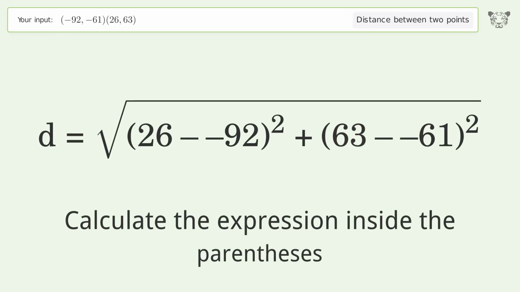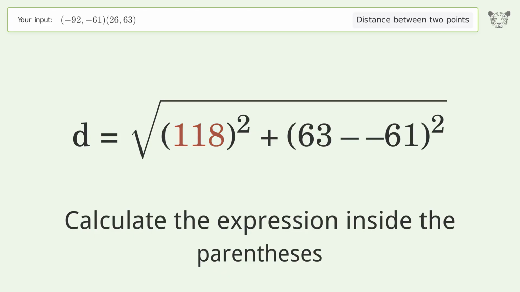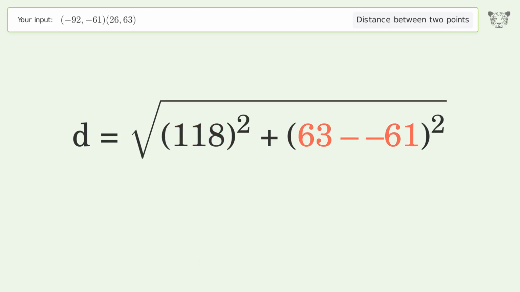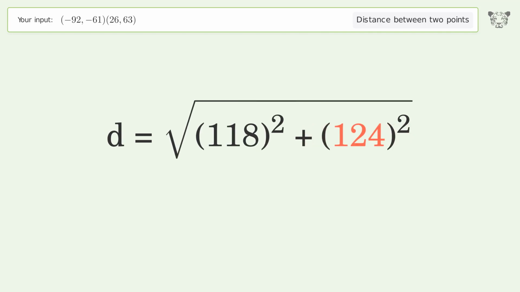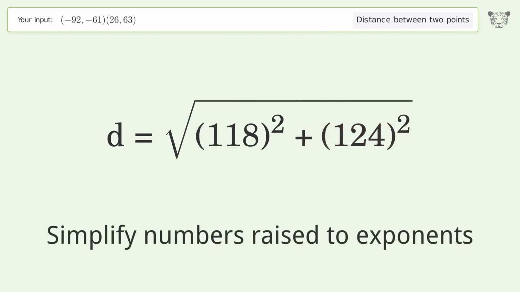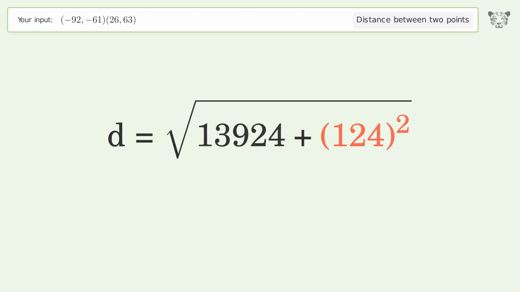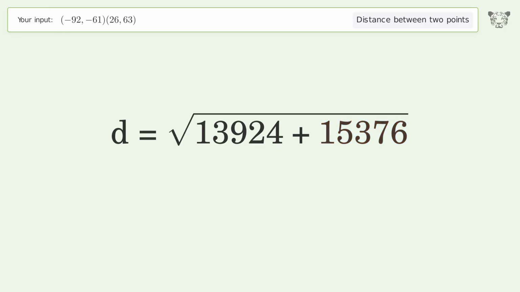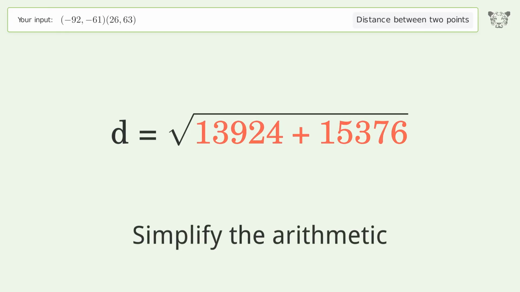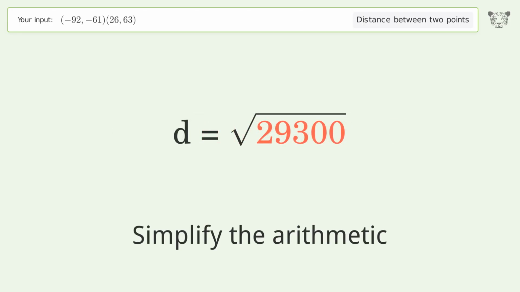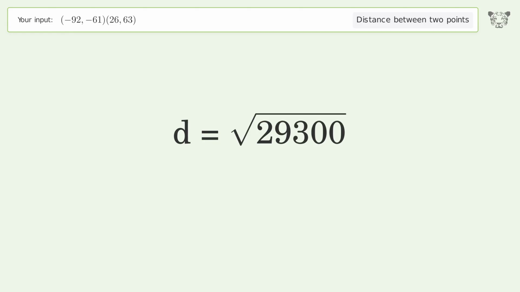Calculate the expression inside the parentheses. Simplify numbers raised to exponents. Simplify the arithmetic. And so the distance between the 2 points is the square root of 29,300 or 171.172.